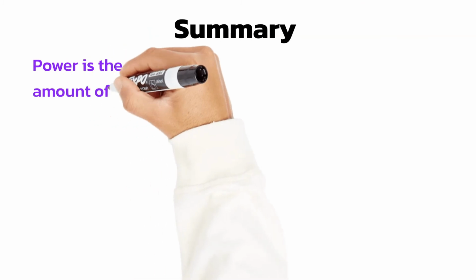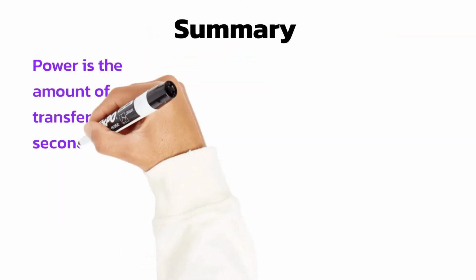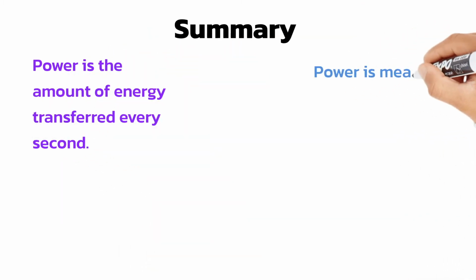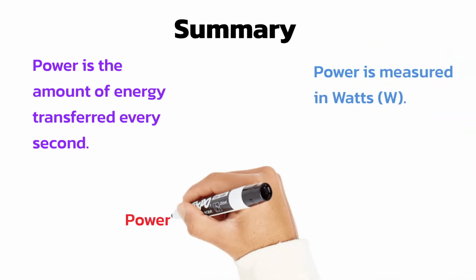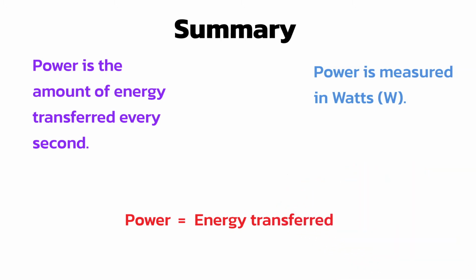To summarize the main points you need to know. Power is the amount of energy transferred every second, measured in watts. To calculate power the formula is energy transferred divided by time taken.